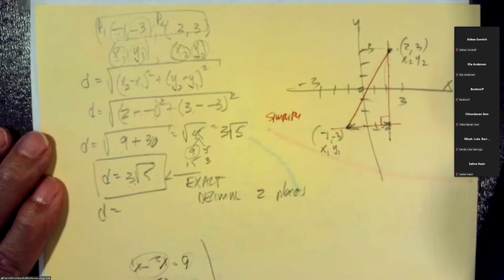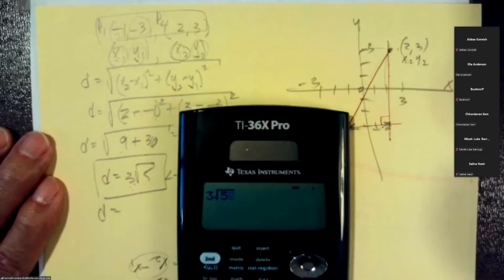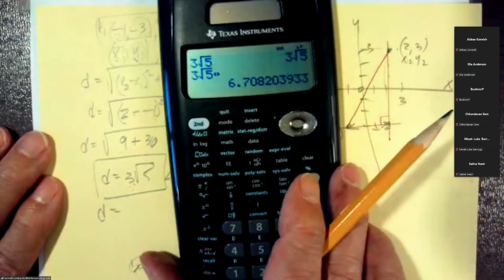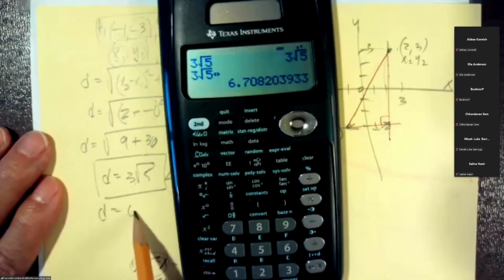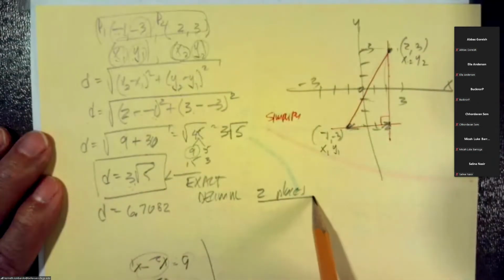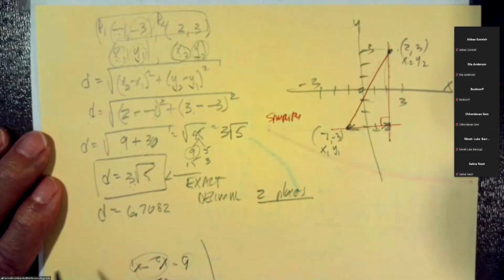How about a new volunteer on that one? You said we use decimal. Calculator. Okay, yes, you use your calculator, 3 root 5, and the calculator looks like it says 6.708, so 6.7082. And if I ask for it to 2 places, then I would say 6.708, round that up. So it's going to be 6.71, isn't it? And whatever the units are.